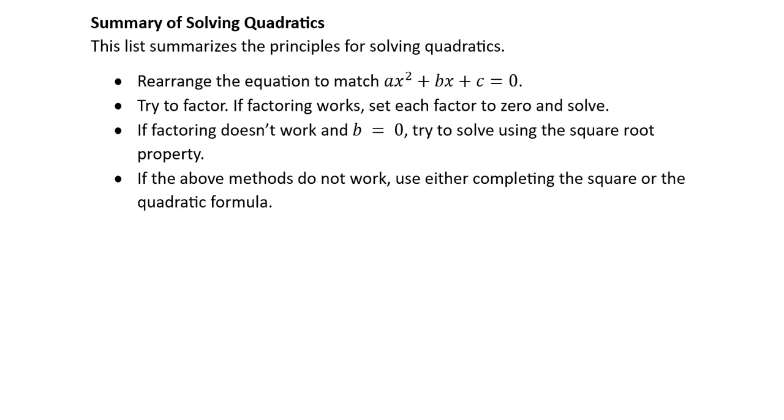So just as a summary of solving quadratics, we can use this list as a way to get a quadratic solved. First, rearrange the equation to match ax squared plus bx plus c equals 0 and try to factor it. If factoring works, then set each factor to 0 and solve. Now if factoring doesn't work and b equals 0, then try to solve using the square root property.